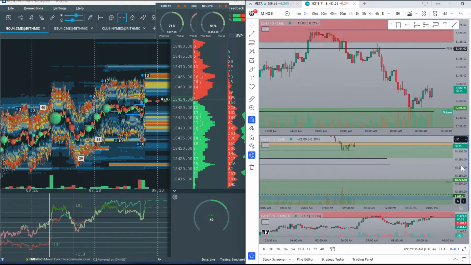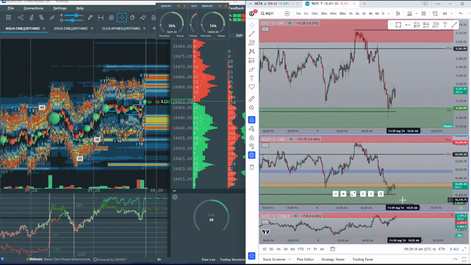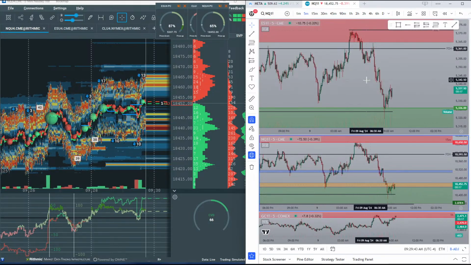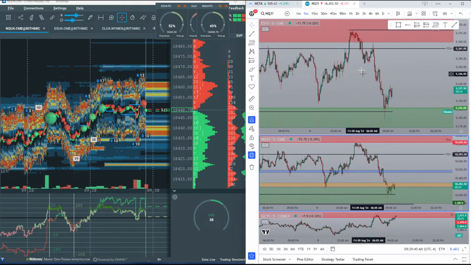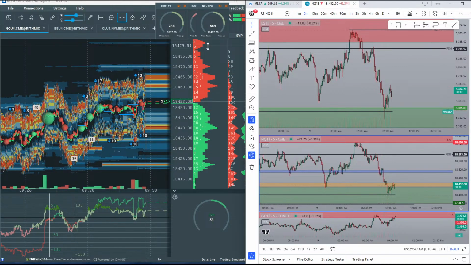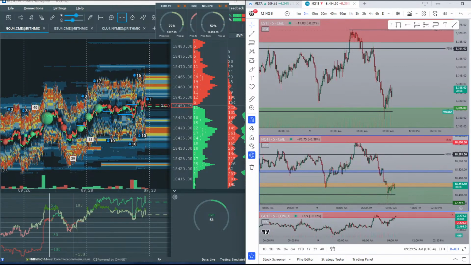So something else I might want to look for divergence-wise is NASDAQ to break the lows, ES to not break the lows and hold inside this demand. Market opens in about 13 seconds, so we're going to stay a little patient and see how the market trades from here.